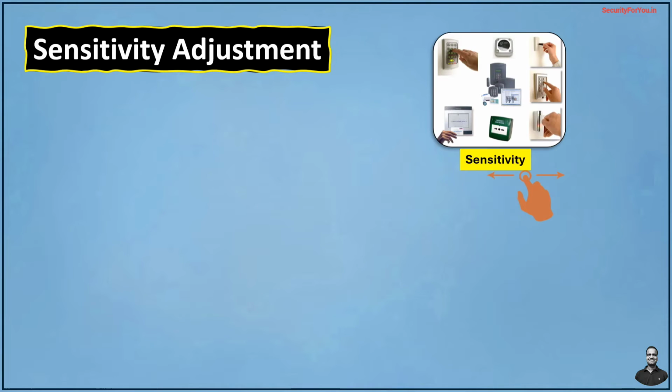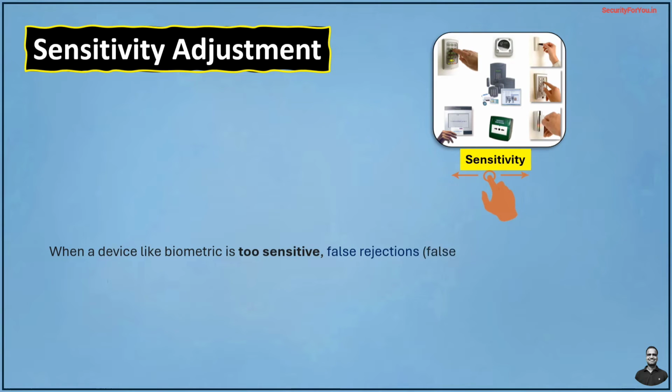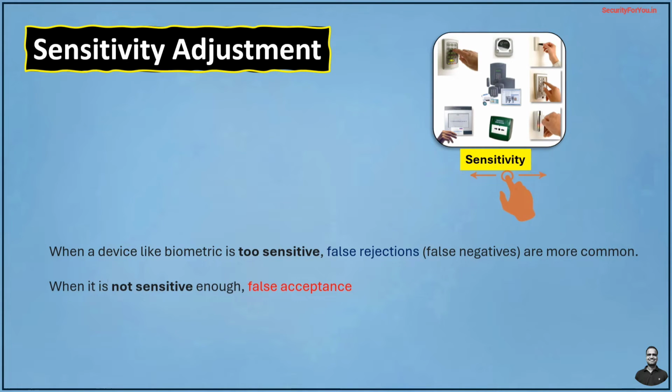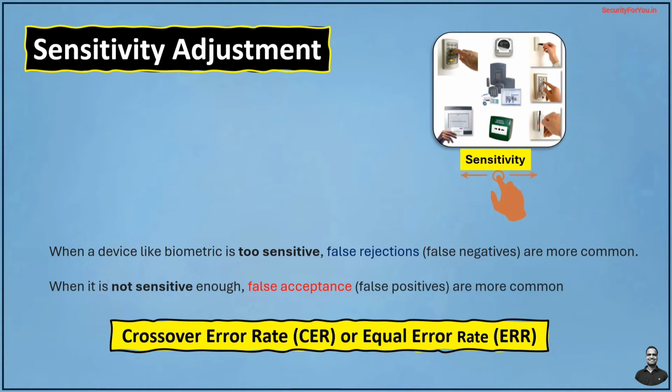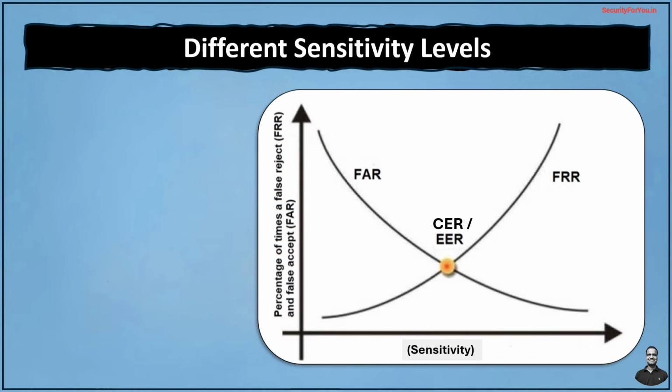Most devices have a sensitivity adjustment. When a device like a biometric is too sensitive, false rejections or false negatives are more common. When it is not sensitive enough, false acceptances, false positives, are more common. You can compare the overall quality with the crossover error rate, also known as equal error rate. This picture shows the FRR and FAR percentages when a device is set to different sensitivity levels.